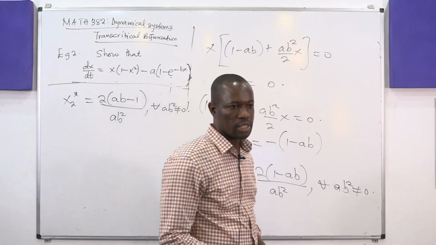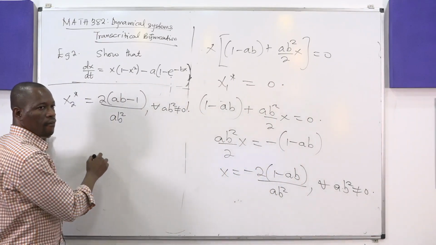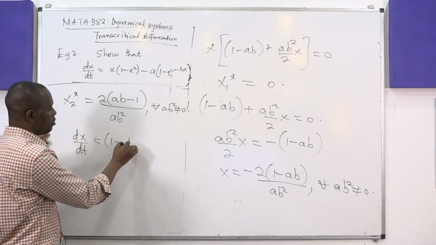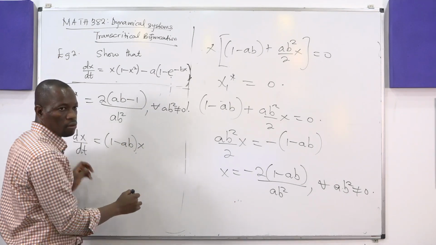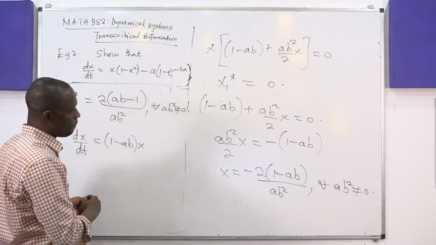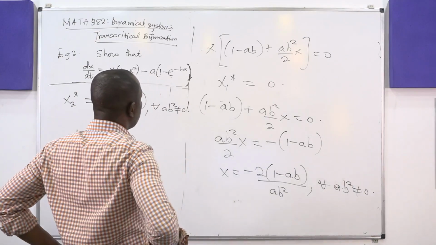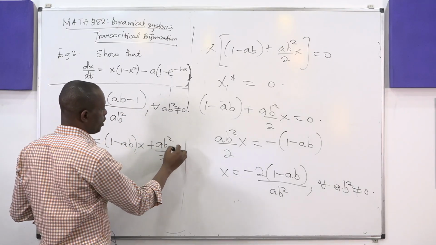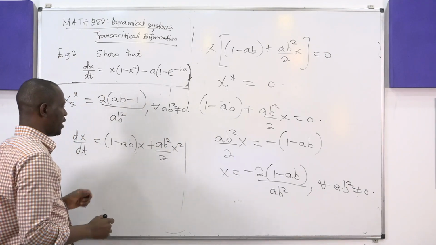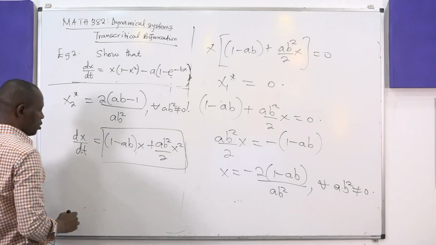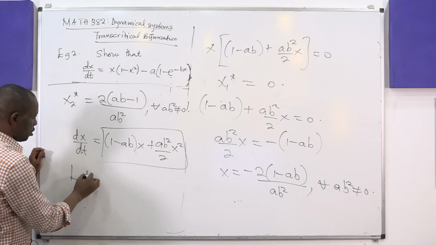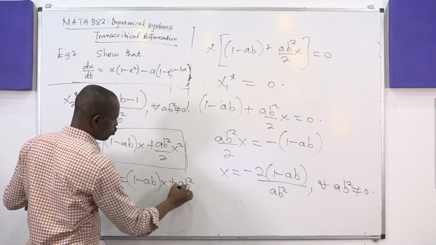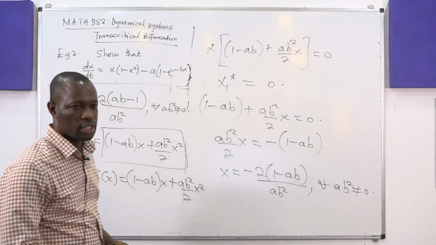So now our differential equation we had was dx/dt equals (1 minus ab)x plus ab squared over 2 times x squared. So we let this be a function. Let f of x equal (1 minus ab)x plus ab squared over 2 times x squared. Now we differentiate. Is that okay?